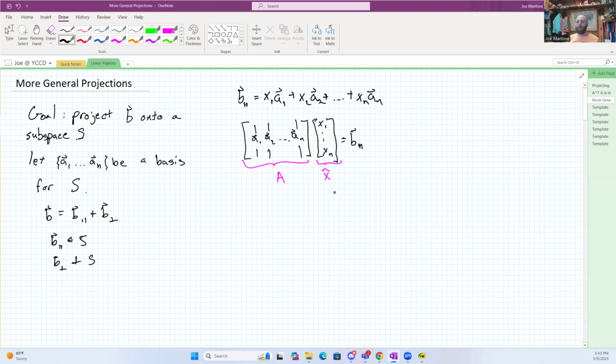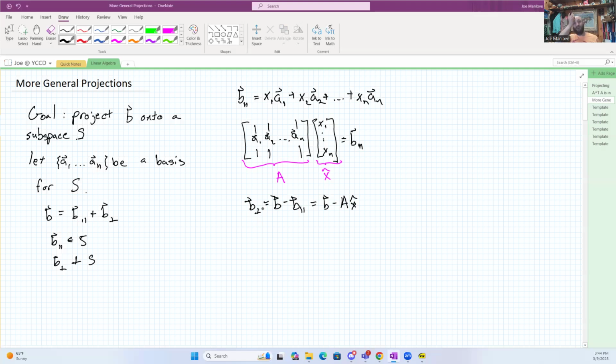Okay, now what do I know about B parallel? Well, I don't really know that much about B parallel, but I do know something about B perpendicular. So I'm going to write down what I know about B perpendicular. Well, I know that B perpendicular is B minus B parallel. So that's the first item. Then I wrote down what B parallel was a second ago, so I can say that this is B minus A times X with a little hat on it.